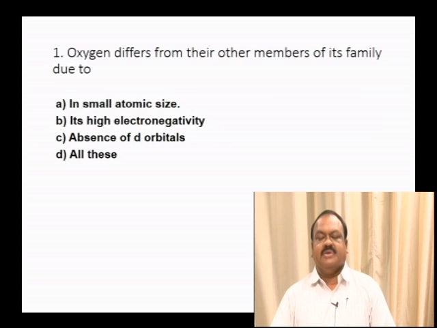Next, we will discuss some of the multiple choice questions regarding these chapters. That is the 16th group. Oxygen differs from the other elements of its family members. Options are small atomic size, its high electronegativity, absence of d orbitals, all these.